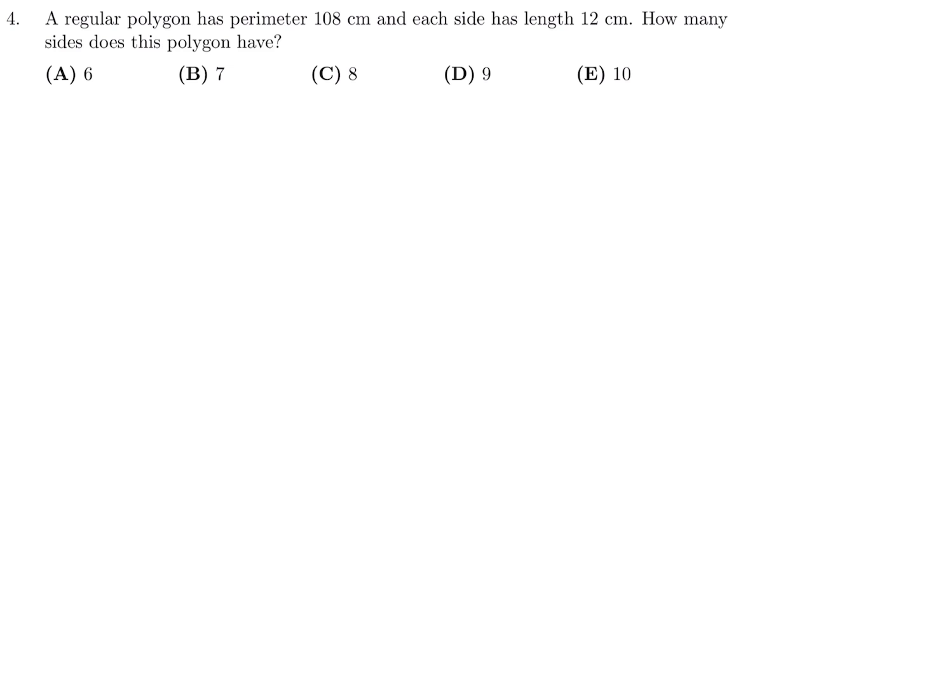A regular polygon has a perimeter of 108, and each side has a length of 12. How many sides does this polygon have? Well, the perimeter represents all the sides added together, and we don't know how many sides, so let's say the number of sides is n. Each side has a length of 12, so it would be 12 times n is equal to the perimeter. If we solve for n, it's 108 over 12, and therefore n is equal to 9. So number 4, the answer is D.